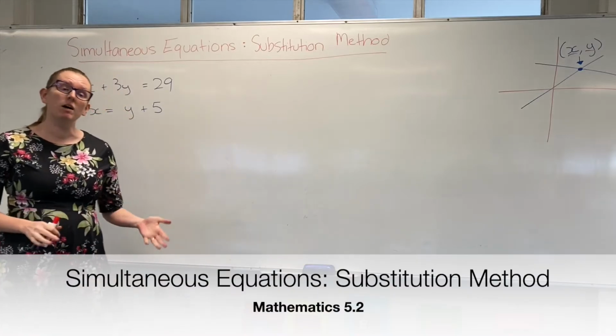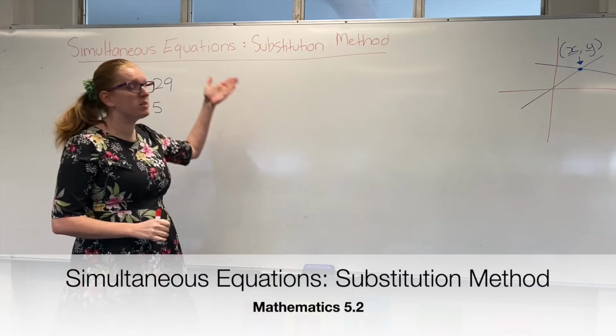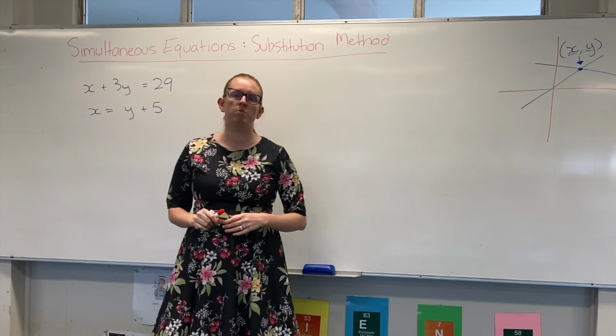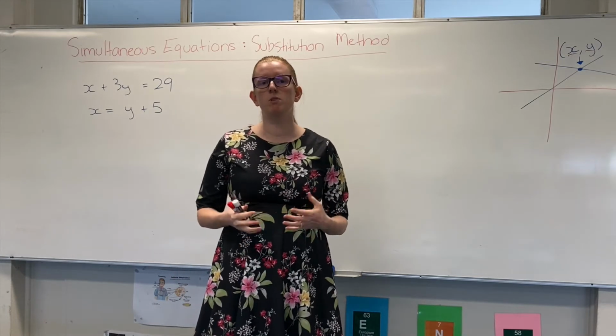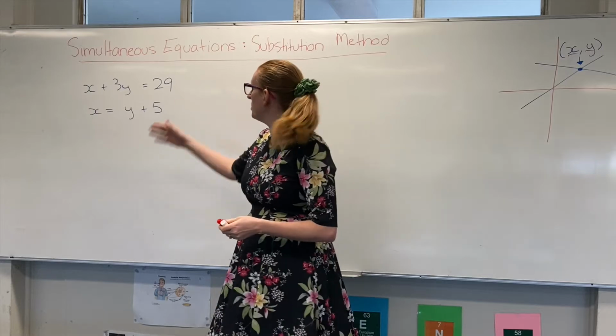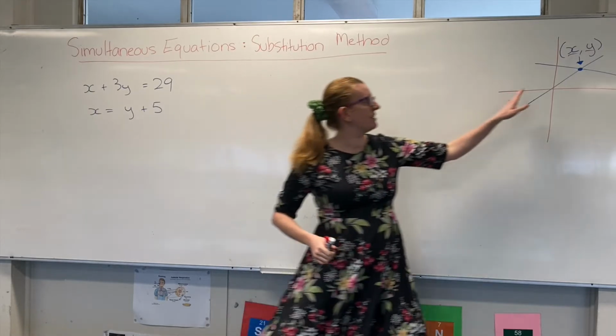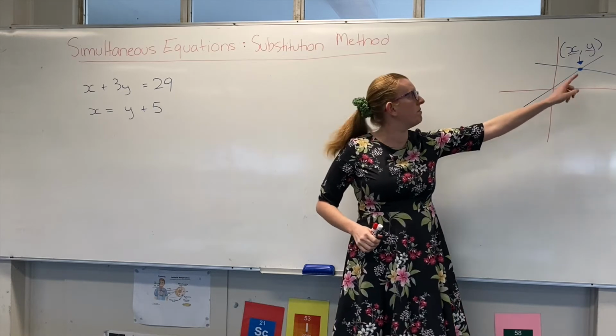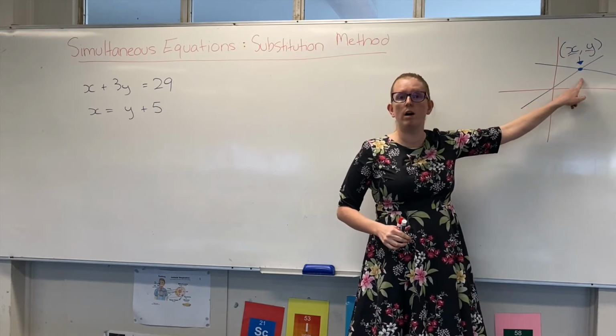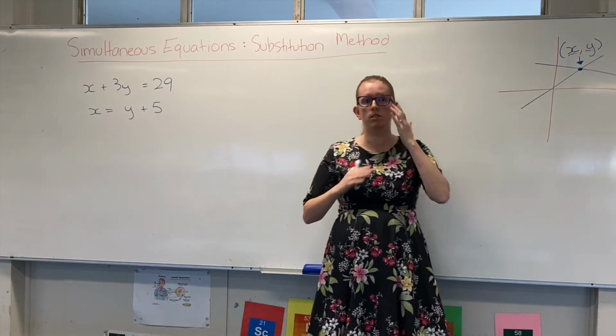All right, so now I want to teach you about simultaneous equations using the substitution method. So just like with the elimination method, the goal of simultaneous equations is you've got two equations that are intersecting, and your goal is to try and find a set of coordinates where they meet. You're looking for an x value and a y value for where the two lines cross.